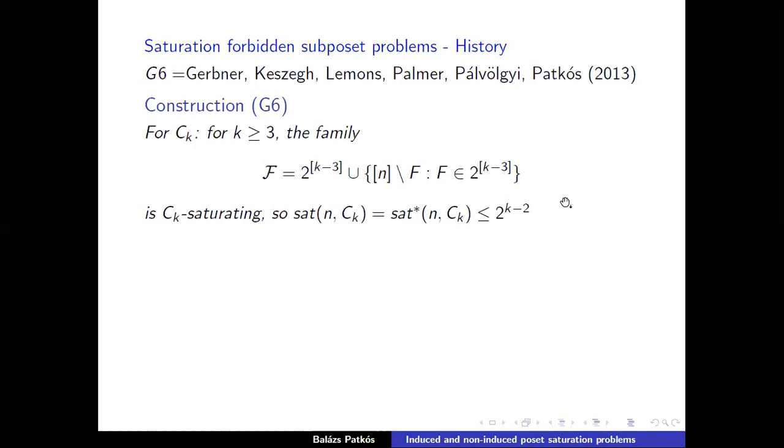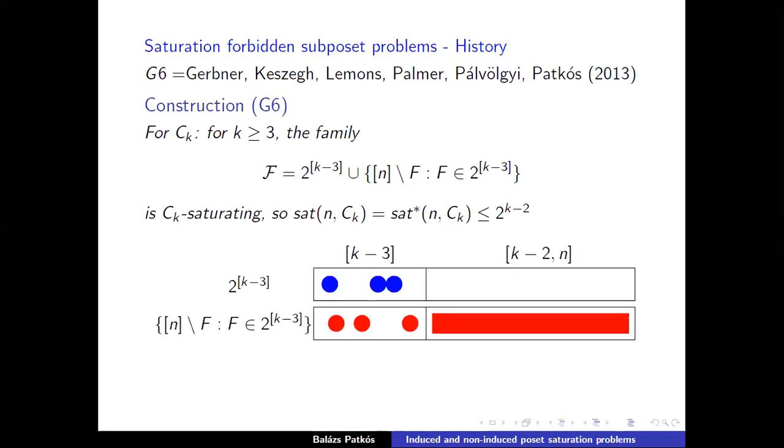Our claim was that this family, as I will show you in a minute, is actually C_k saturating, which means that there is a bound on the saturation number. And because we are talking about chains, for this particular poset there is no difference between the non-induced and the induced saturation number. In any case, what we observed via this construction is that there is a constant bound that doesn't depend on the size of the underlying set. So why is it a good construction? I need to show you two things. First of all, that this construction doesn't contain a chain of length k.